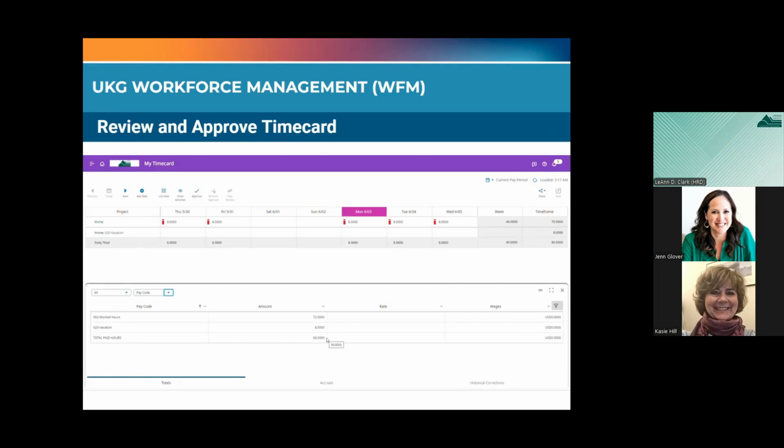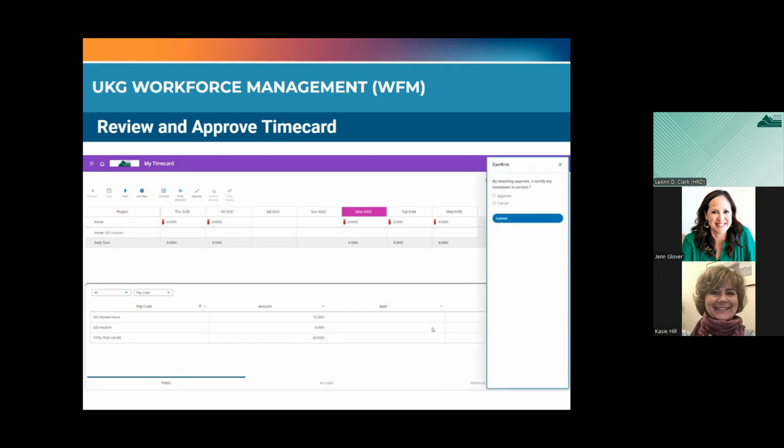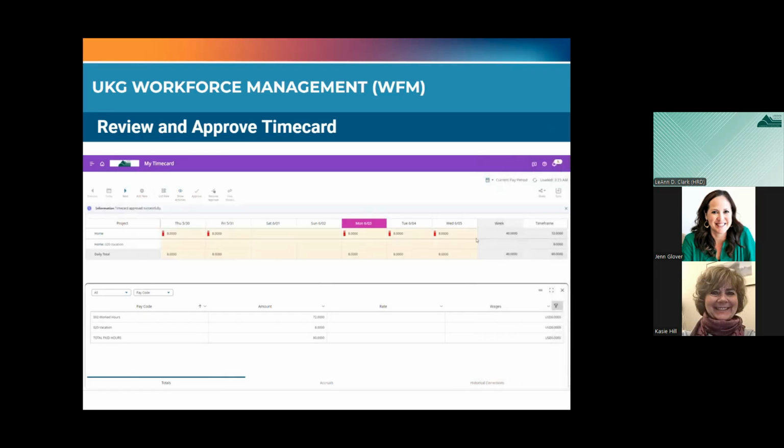Once you have reviewed your time card and ensured it for accuracy, you will approve it. From the Actions toolbar, select the Approve icon. The Confirm Attestation slider box appears. Select Approve to certify that your time card is accurate. Then click Submit. Once you have approved your time card, the background color of the time card changes to a yellow background. Once your manager has approved your time card, the background will change to a purple background.